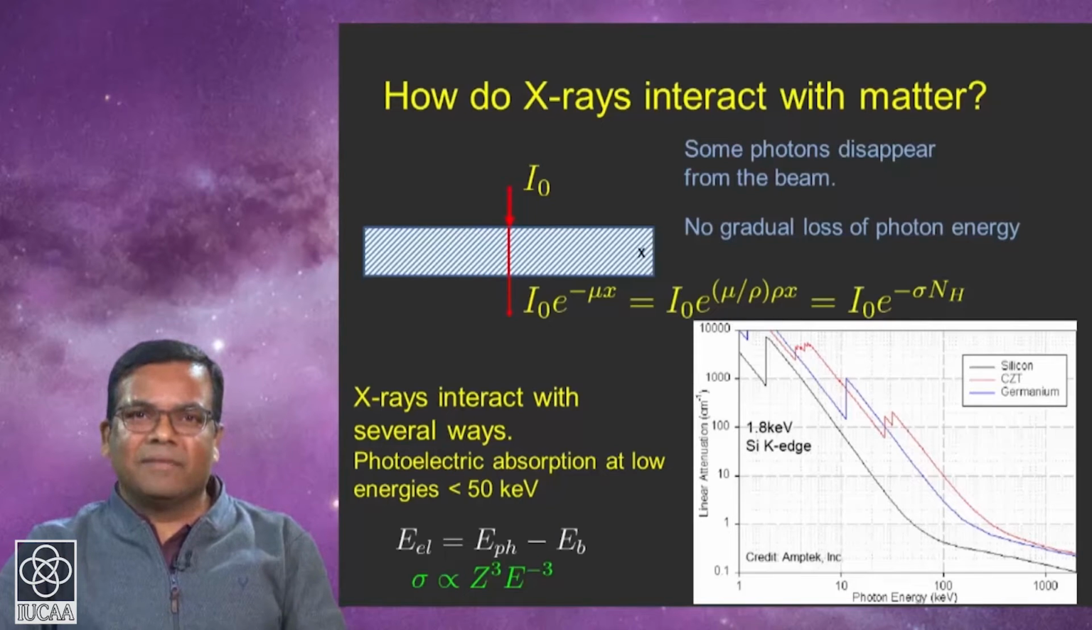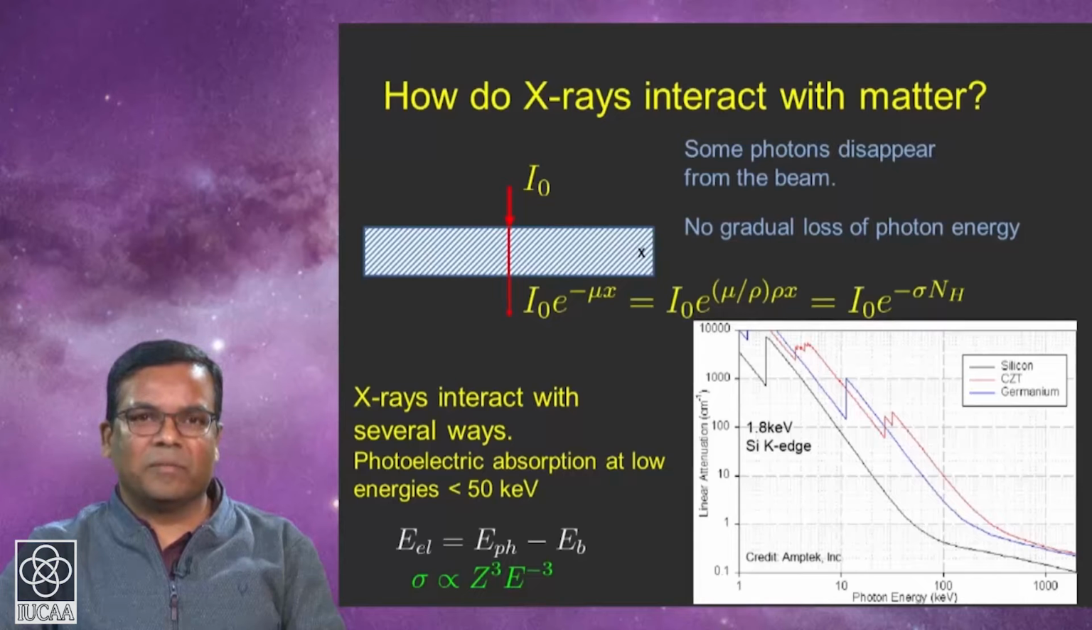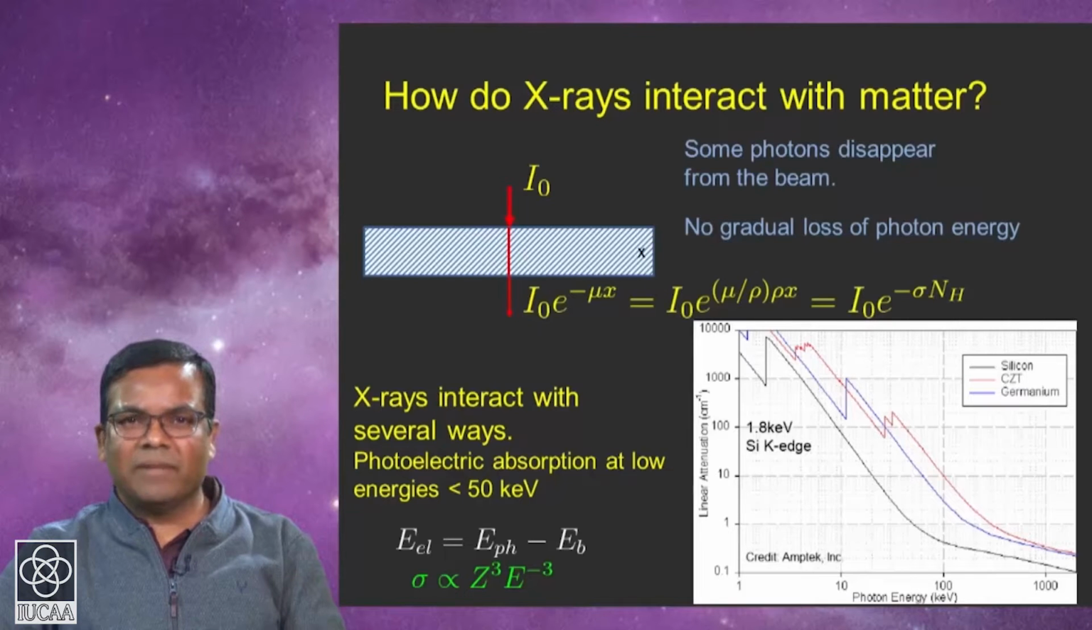X-rays in general interact through different processes at a low energy, particularly below 50 keV. X-rays interact with matter through the photoelectric absorption process. What happens here? A photon is absorbed and an electron is ejected with an energy which is the energy of the photon minus the binding energy of the particular atom.